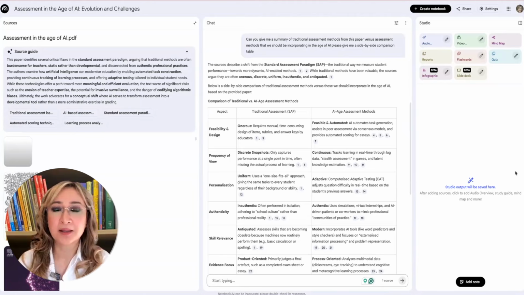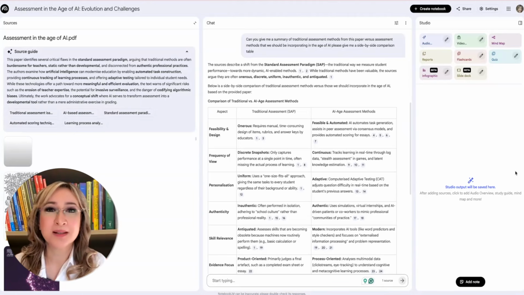Let's see what this paper says. And then I'm going to use the deep research functionality on Notebook LM to look at the other research, because while this paper is really interesting, I like to look at a variety of different research papers. Okay, so what does this paper say? What does Notebook LM give us in terms of a summary?